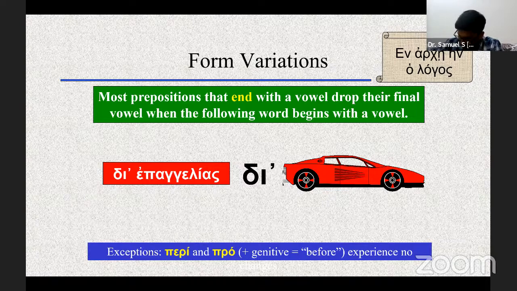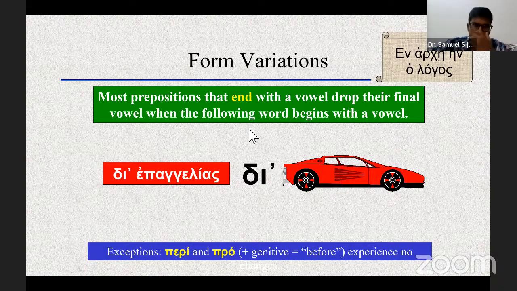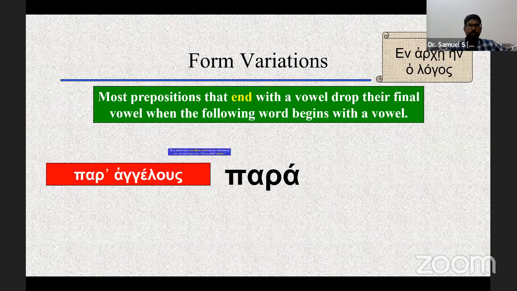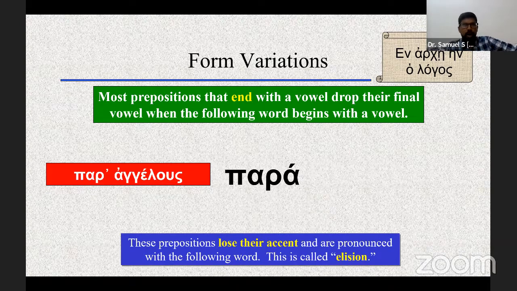Peri and pro, they experience no changes. The iota and omicron remain as it is, even if they are preceding a word that begins with a vowel. Another example. Para. Para plus Angelus, the alpha is dropping out and there's an accent, right? Parangelus. These prepositions lose their accent and are pronounced with the following word.